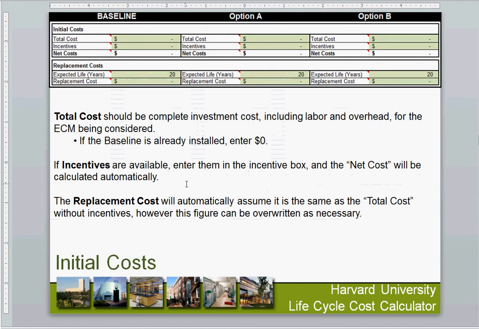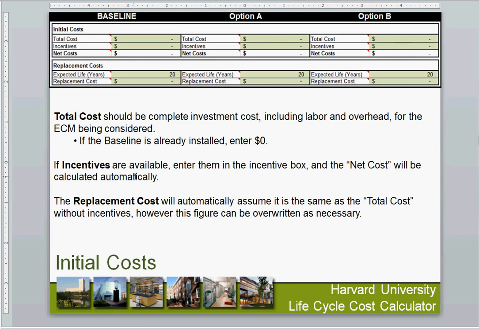So starting off with the initial costs, the first thing we want to do is enter the total cost, or the initial upfront cost. This includes labor and overhead, it includes everything. It's just that big upfront expenditure. This is looked at differently than ongoing maintenance and investment costs, and it's looked at differently than replacement costs in some of the calculations, which we'll discuss in the results section.